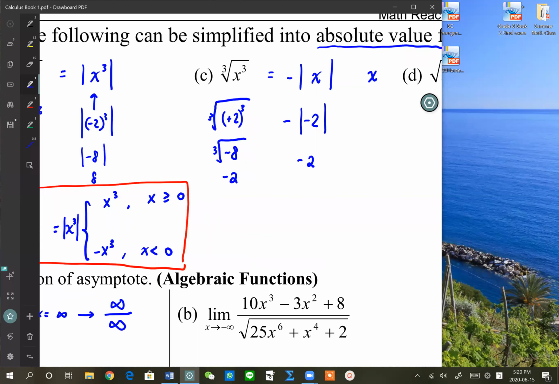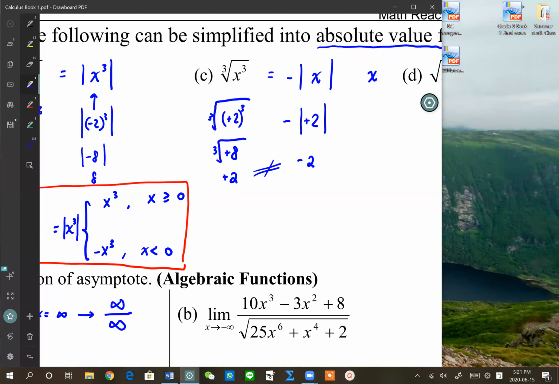Okay, let's see if this one works or not. If I put in 2, that will make it +8, and that will be 2, right? Now if I do the same thing on the right side, it will be 2, right? On the inside, absolute value is still 2, but then there's negative, that will make it negative. So these two won't equal.